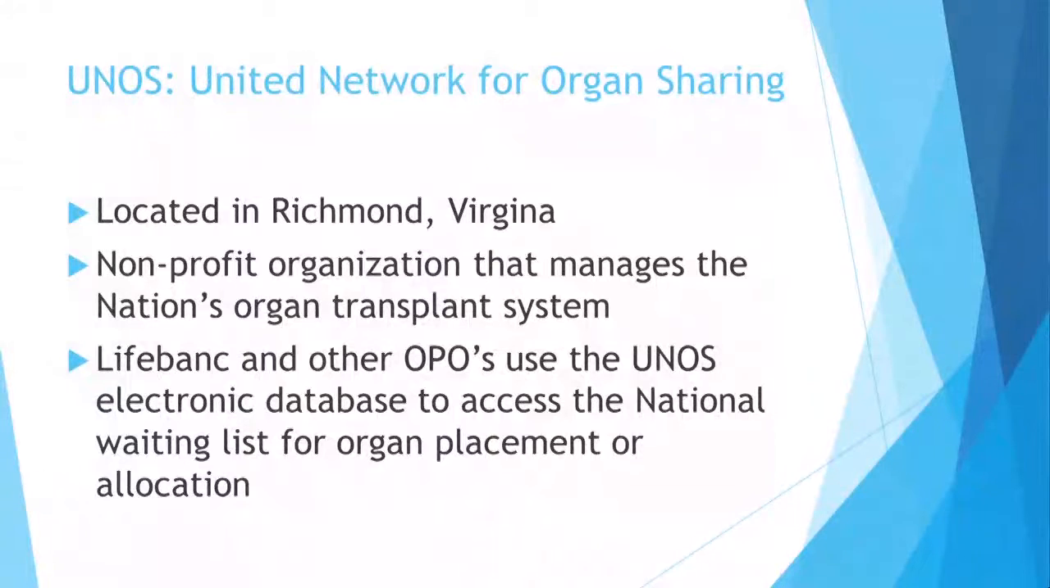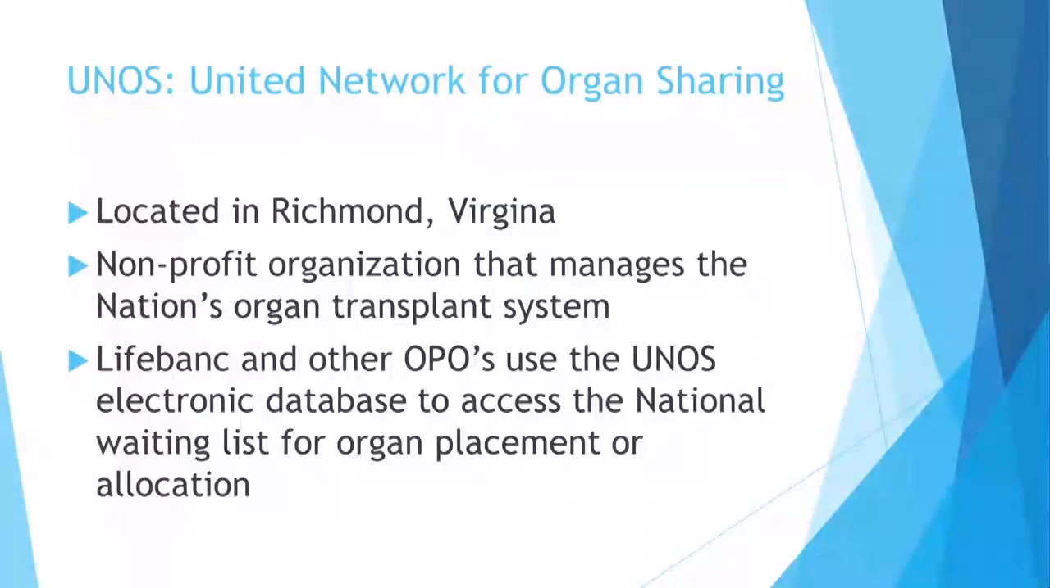So UNOS is the United Network for Organ Sharing. This organization is located in Richmond, Virginia, and this is our governing body. They create all the rules in regards to allocation, how our lists work, how patients are listed for transplant. They also manage the nation's organ transplant system, the electronic database that is used to facilitate the organ allocation system, or the offering of organs.